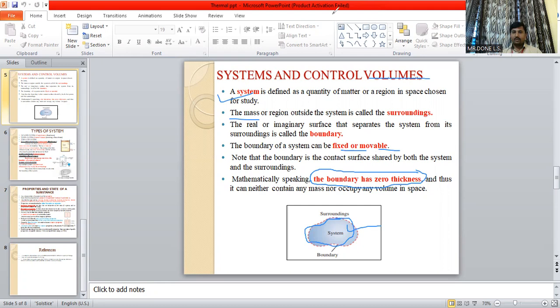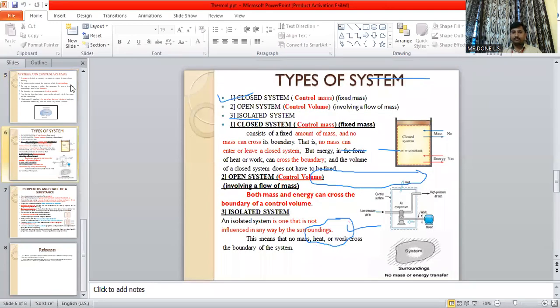Now our next topic of today's discussion is types of system. What are the different types of system we are going to discuss in this PPT? First of all, we must know what is meant by system. System is a part of the universe, or a region or matter, taken into consideration. There are three types of systems we are going to discuss here.